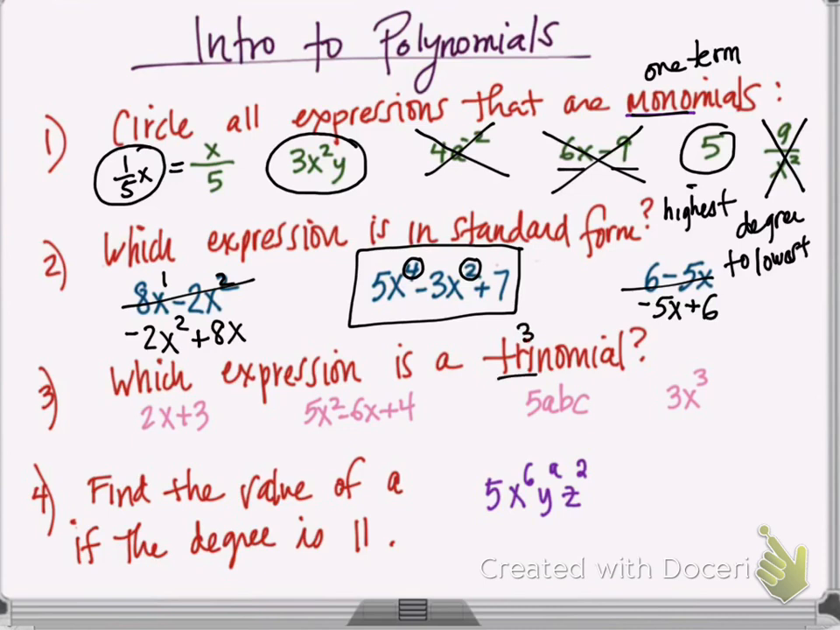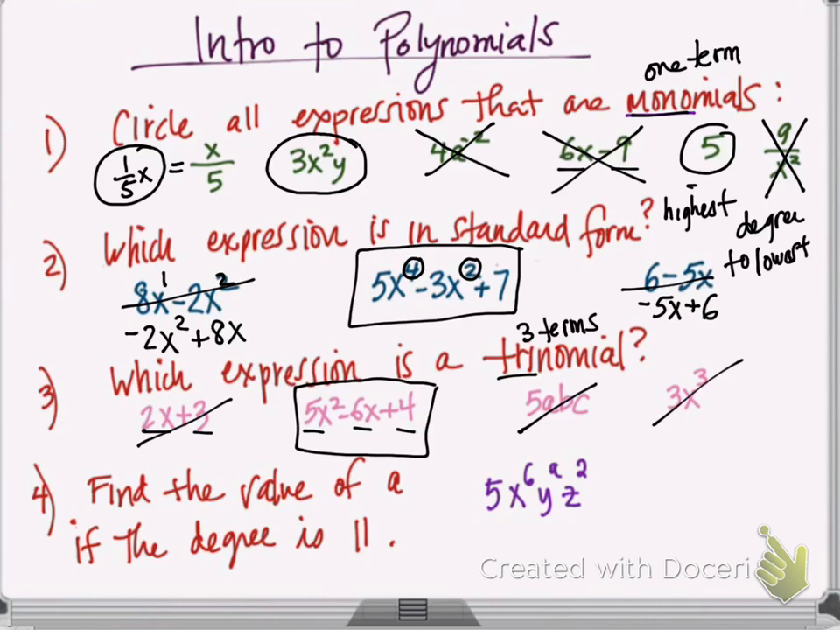Trinomial has 3 terms. Again, terms are separated by plus and minus symbols. So if I look at the very first expression, I notice that it has 2 terms, so this would be a binomial. The next expression does have 3 terms, so there's our answer. It is a trinomial. The third expression is a monomial because it's only one term. There's no plus or minus sign separating. And then again, this last term is a monomial as well.